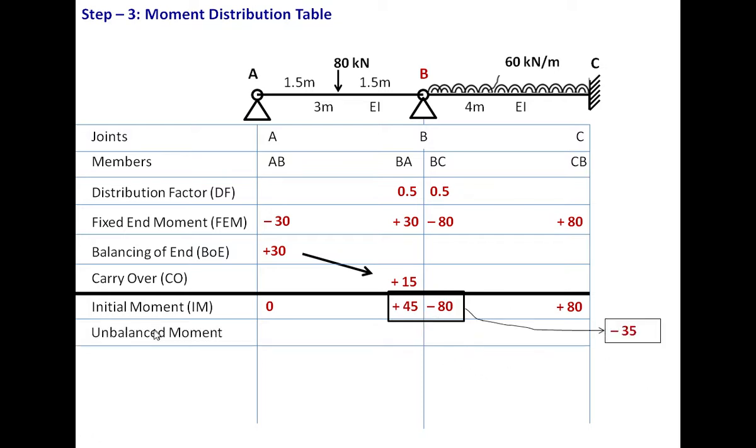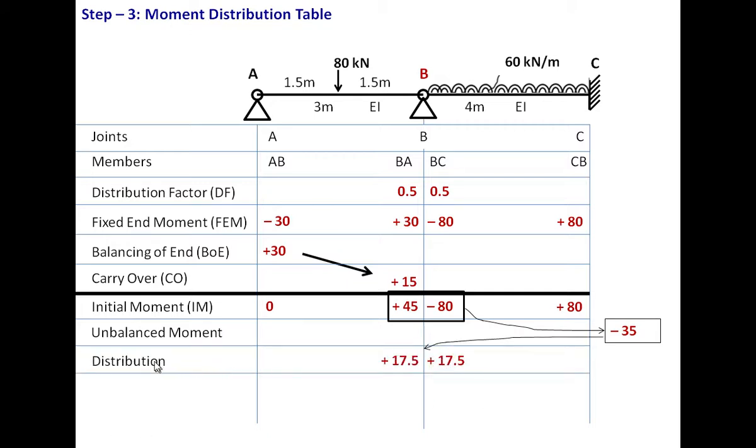So the next step is the unbalanced moment. We have to see for equilibrium: on either side of a joint, the moments have to be the same. If they are not the same, then we will make them so. First of all, we have to understand how much moment is unbalanced. As we can see here, it is plus 45 here and minus 80, meaning there is a minus 35 moment unbalanced, which is to be balanced at this particular joint.